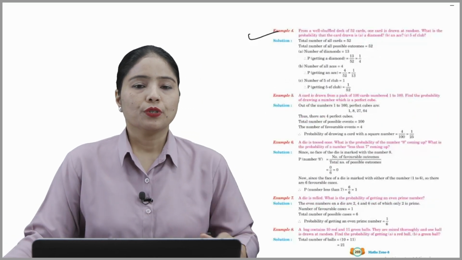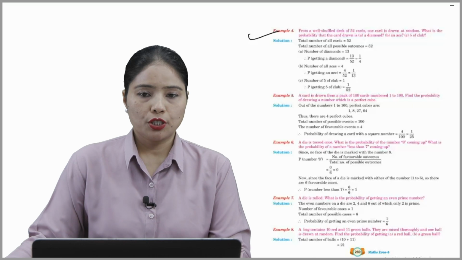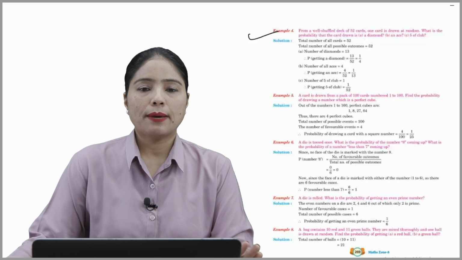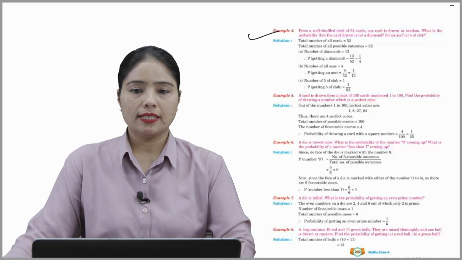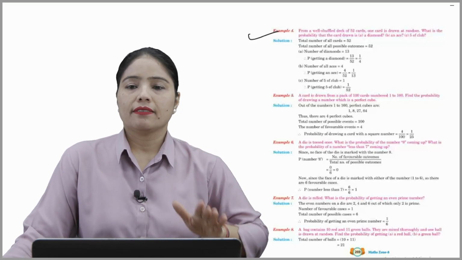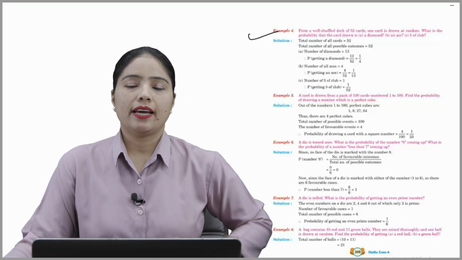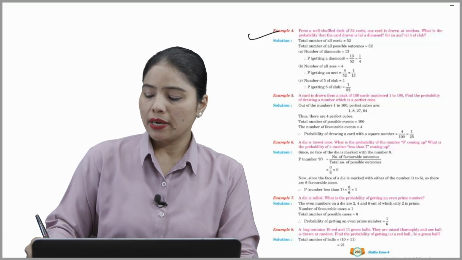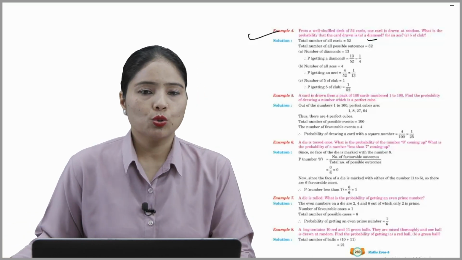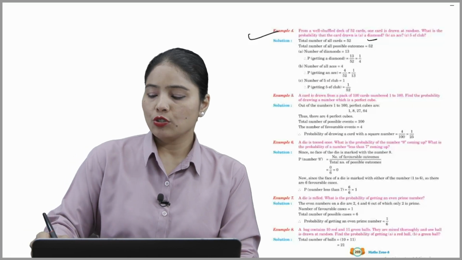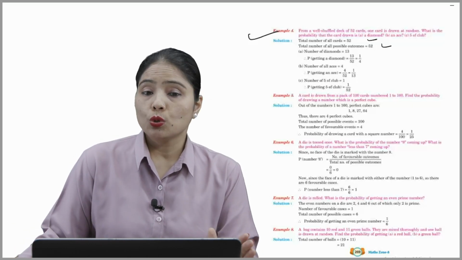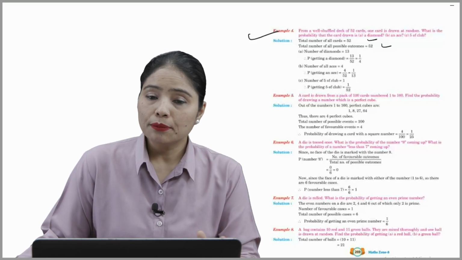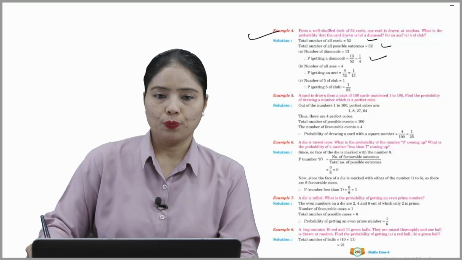Example 4. From a well shuffled deck of 52 cards, one card is drawn at random. What is the probability that the card drawn is a diamond, an ace, and the 5 of a club? Okay. So, total number of all cards is how many? Yes, 52. Total number of all possible outcomes 52. So, number of diamonds 13. So, P of getting a diamond, that means 13/52 is 1/4.